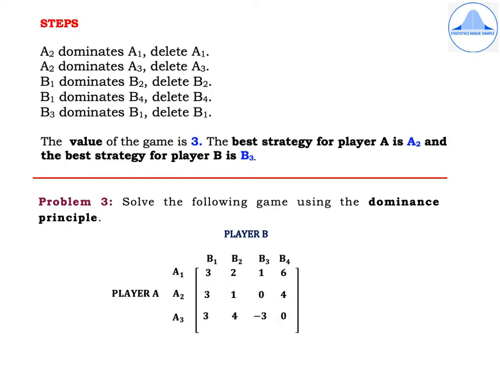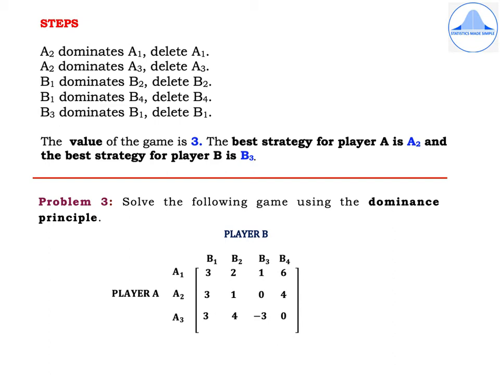I have explained all the steps in the previous slide. Now listing down the steps, we had first A2 dominates A1, delete A1, then A2 dominates A3, delete A3, B1 dominates B2, delete B2, B1 dominates B4, delete B4, B3 dominates B1, delete B1.